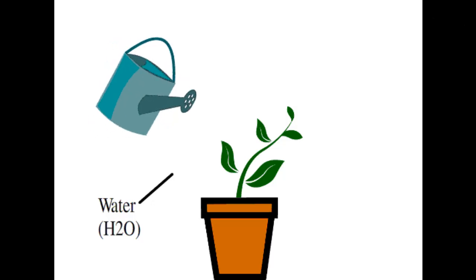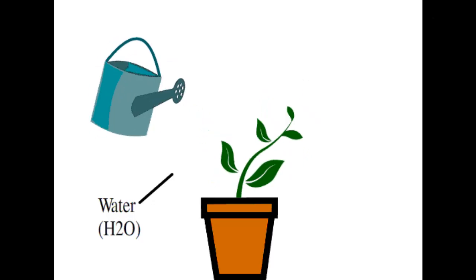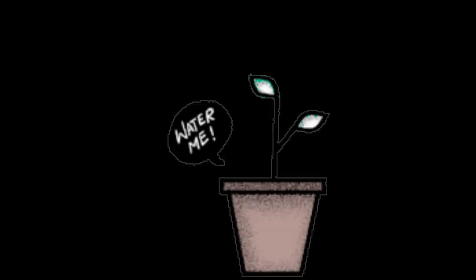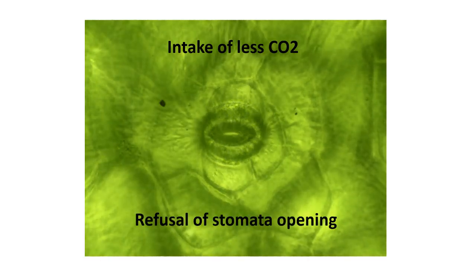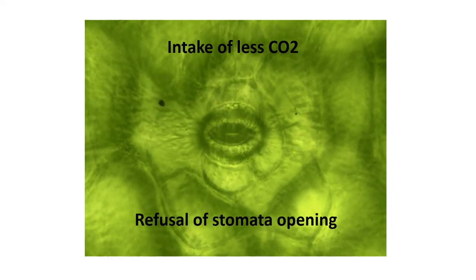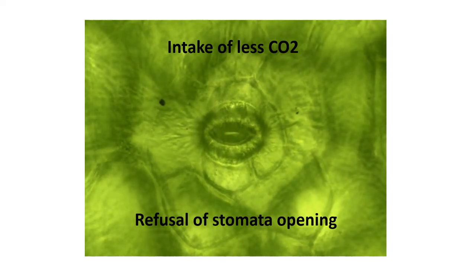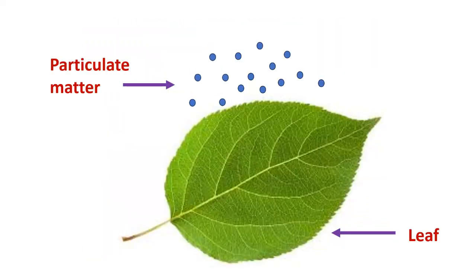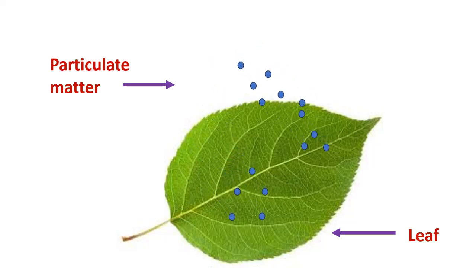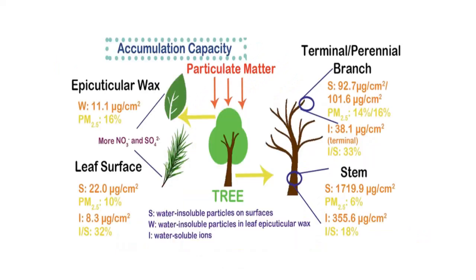Water. As water is an important factor in photosynthesis, its deficiency can lead to problems in the intake of carbon dioxide. The scarcity of water leads to the refusal of stomatal opening to retain the amount of water they have stored inside. Pollution. Industrial pollutants and other particulates may settle on the leaf surface. This can block the pores of stomata, which makes it difficult to take in carbon dioxide.